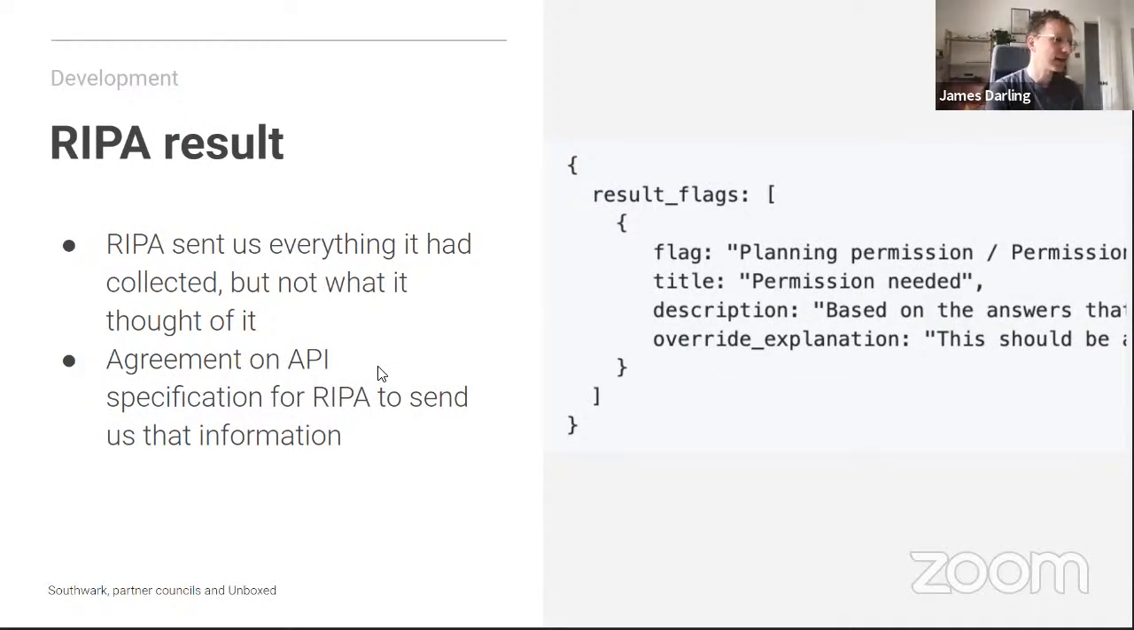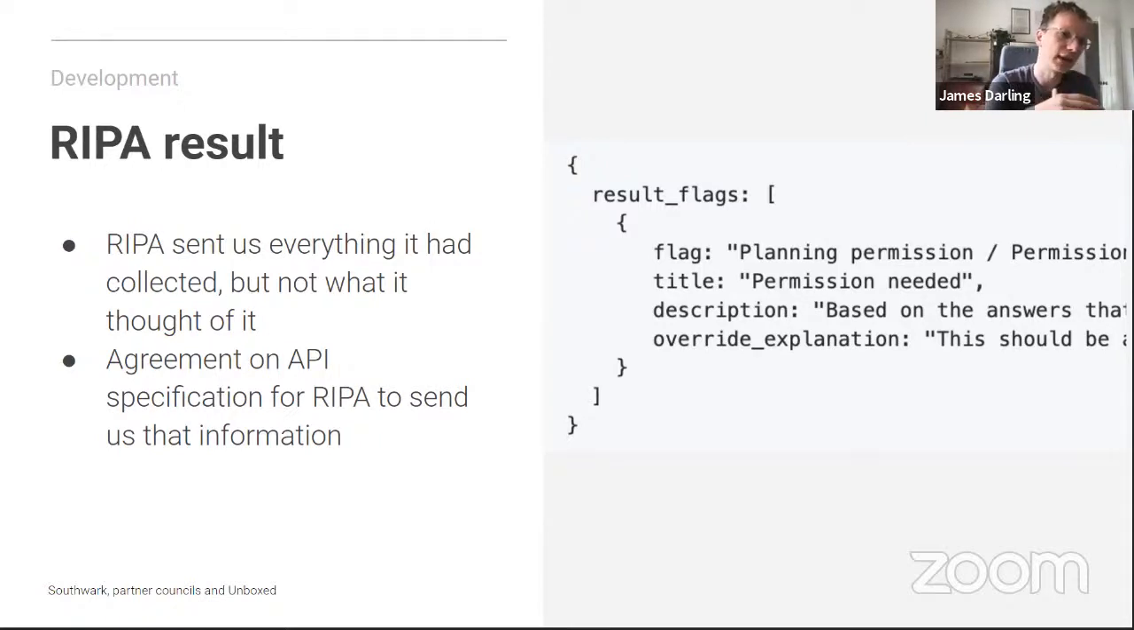One of the things that we did on the development side was not actually implementing any features, but agreeing on what we need to get from RIPA to be able to build some features in the next sprint. The main one of this was what we're calling the RIPA result. Previously RIPA was sending us all of the information that it captured from the applicant, and then we display that to the officer. But what RIPA also does is tell the applicant whether it thinks it will or will not be lawful development.